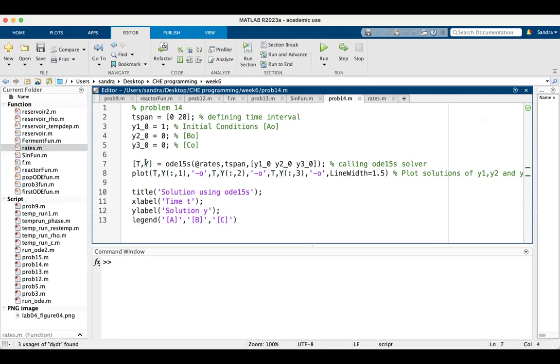Basically, when you do this, you will have three columns. The first column corresponds to your A values, the second column corresponds to your B values, and the third column corresponds to your C values. And you will have to plot this. I'll just run this and show it to you.